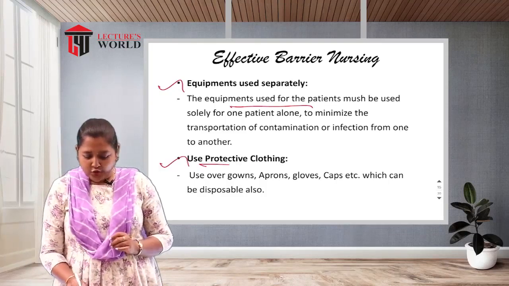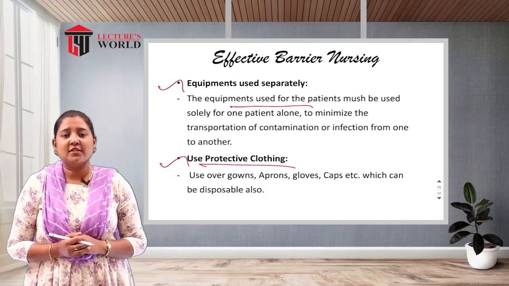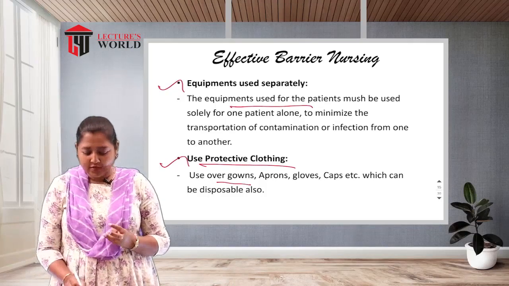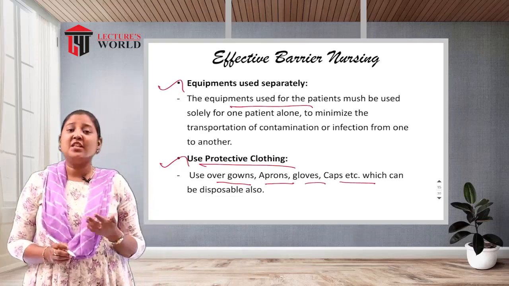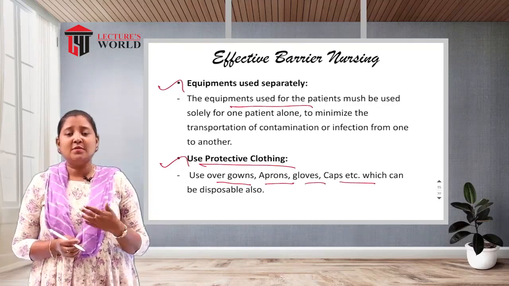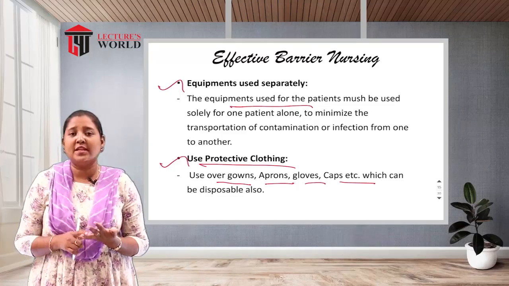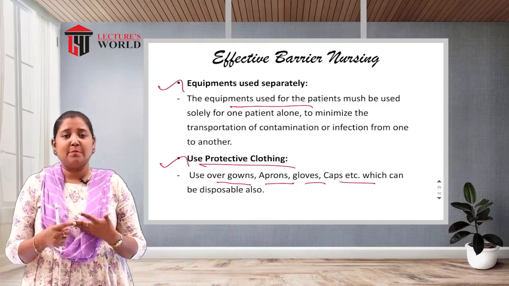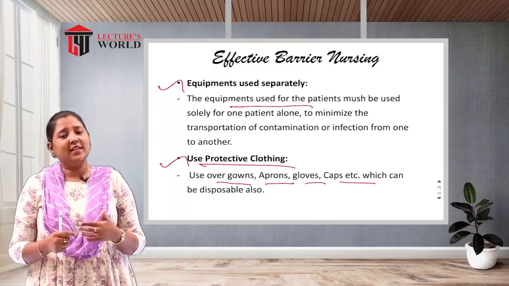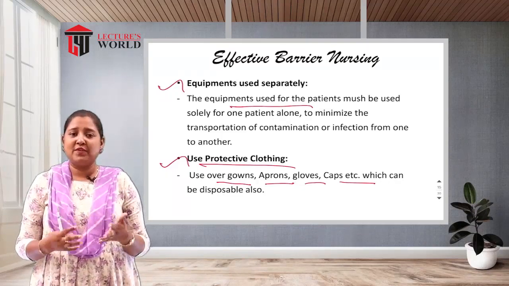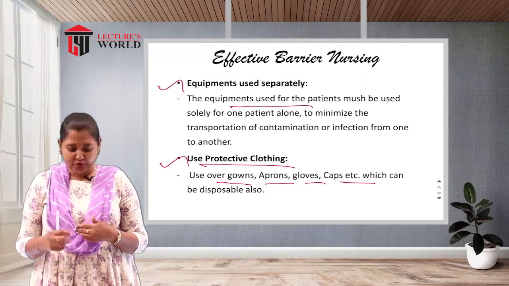The second thing is to use protective clothing. Protective clothing like gowns, aprons, gloves and caps, which should be disposable. If you are using disposable gloves, aprons, gowns and caps, then that will be better for preventing infection from one person to another.